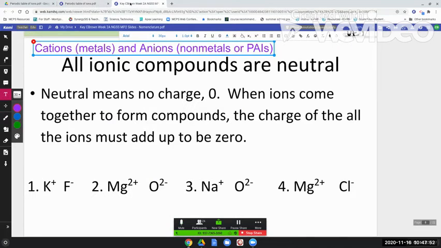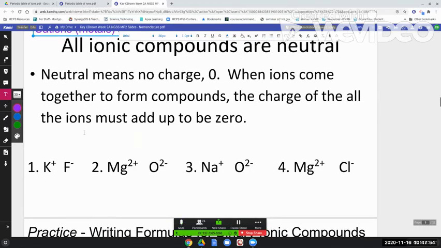Okay. So here we want our neutral to mean that they have no charge. Okay, so the charge of all atoms must add up, or the famous word in math is sum up, to 0.